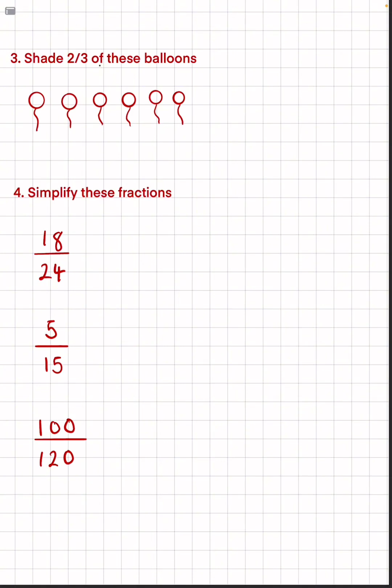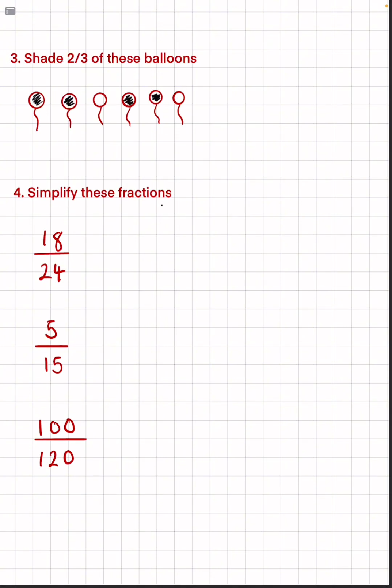Question 3 says shade 2/3 of these balloons. So for every 3 balloons, 2 of them are shaded. So if we count 1, 2, 3, out of these 3 balloons, 2 are shaded. If we count the next 3 set of balloons, 1, 2, 3, out of these 3, 2 of them are shaded. So in total, you should have 4 balloons that are shaded. It can be any 4.